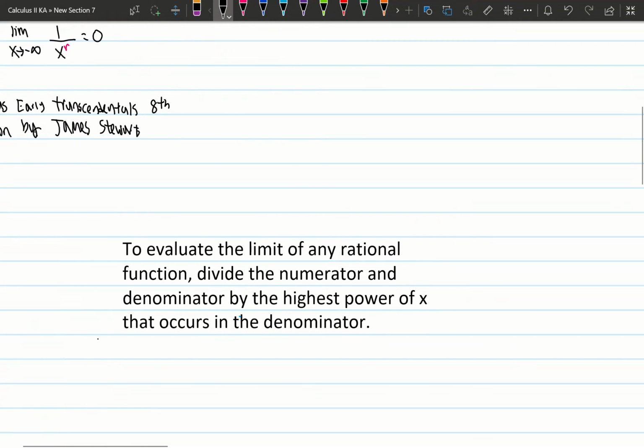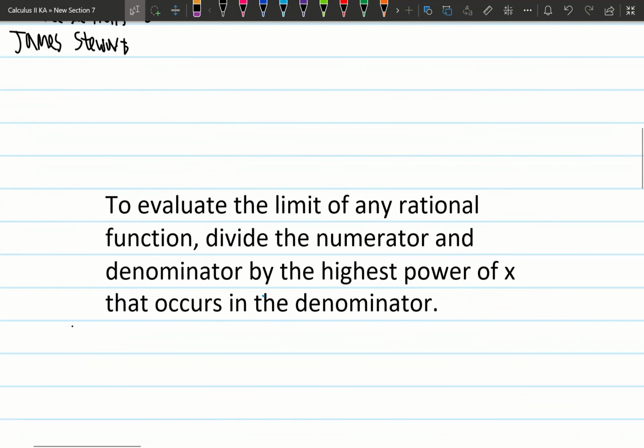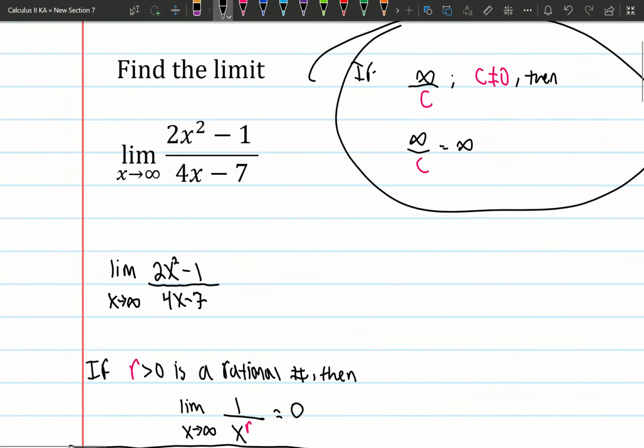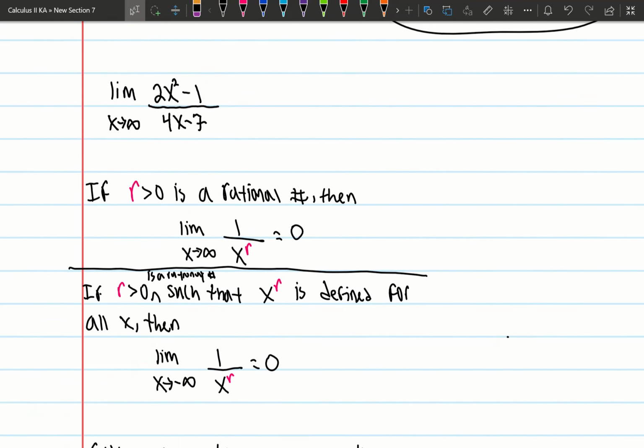Also, it says here, to evaluate the limit of any rational function, divide the numerator and denominator by the highest power of x that occurs in the denominator. So we're going to do that, and also here, if r is greater than 0 is a rational number, then the limit as x approaches infinity of 1 over x raised to the power r equals 0.